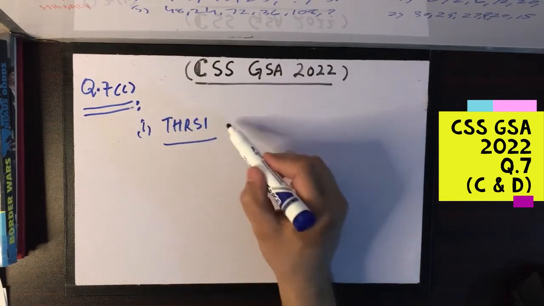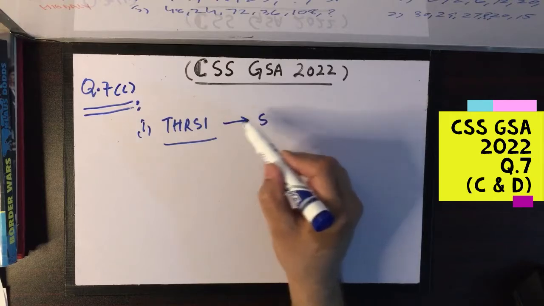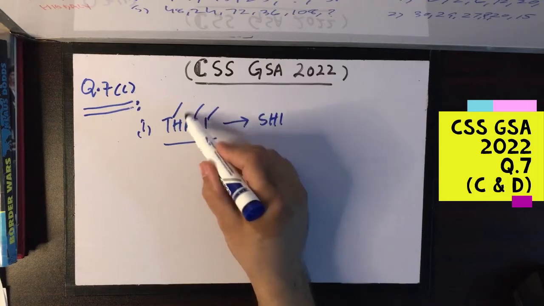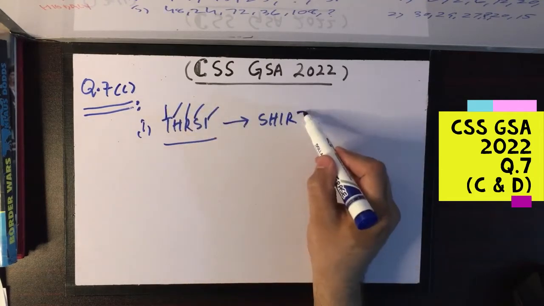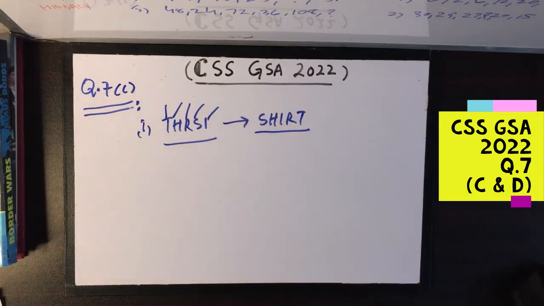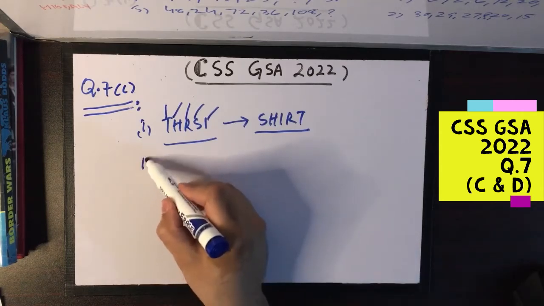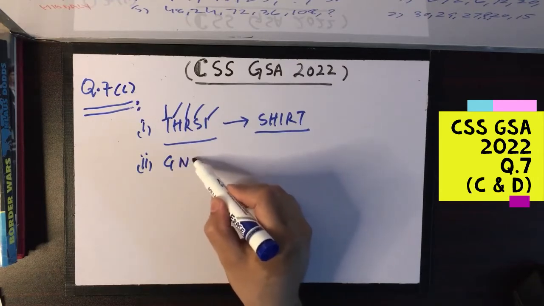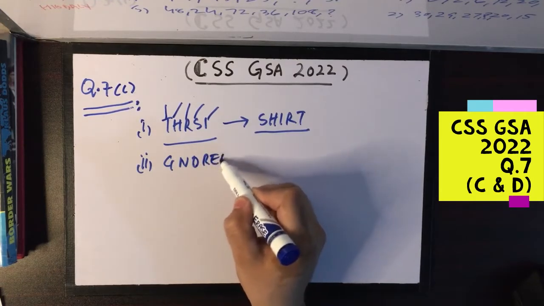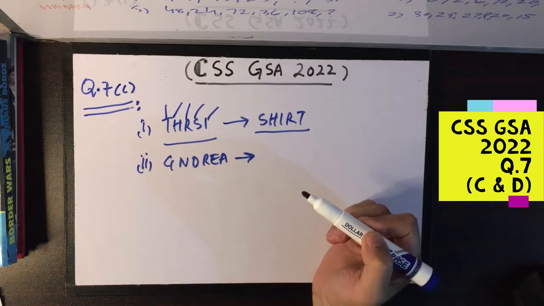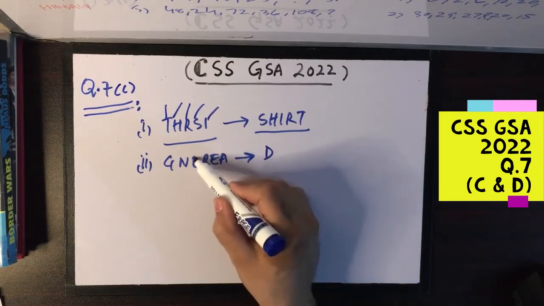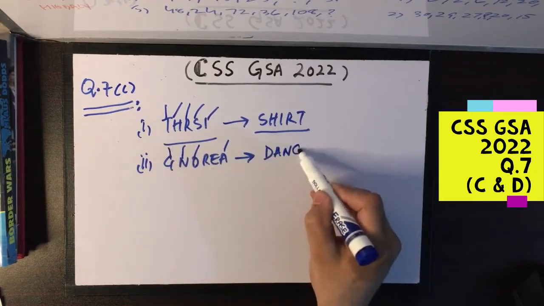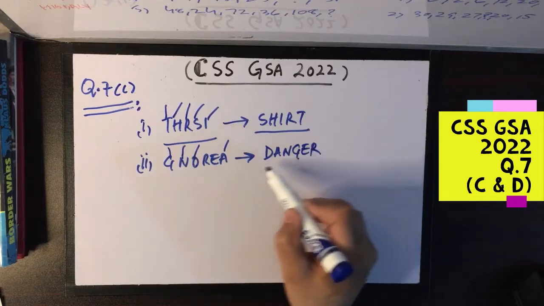THRSI. It is shirt, SHIRT. Again, it's logical reasoning. You have to practice it to understand. The second one is GNDREA. It's danger. DANGER.